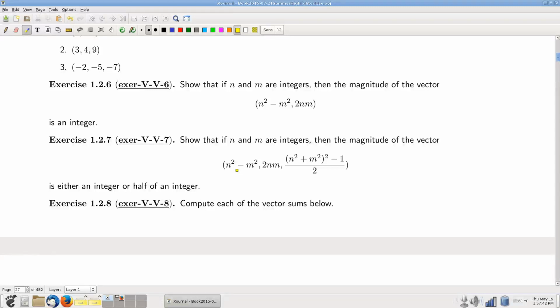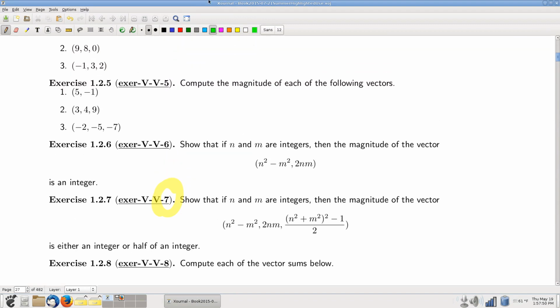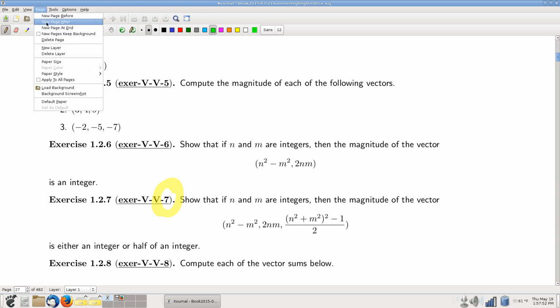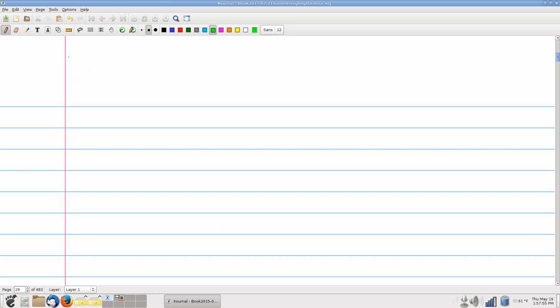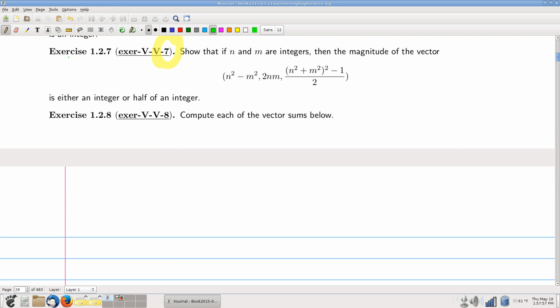Okay, so number 7 here. So yeah, a bunch of algebra. I'm going to give myself an extra bit of space, a new page. And let's remind ourselves we've got n squared minus m squared, and then 2nm, and then there's this monster.